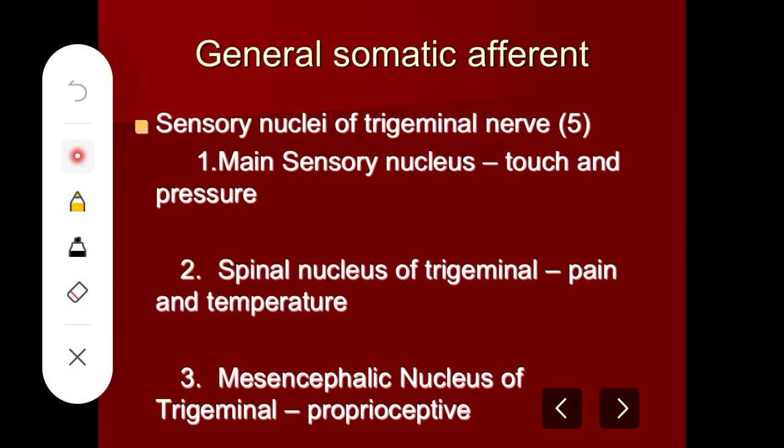The chief sensory nucleus, mesencephalic nucleus, spinal nucleus. So chief sensory nucleus, the touch and pressure will be projected there. Then you have got the spinal nucleus where you find the pain and temperature will be projected there. The mesencephalic nucleus, the proprioceptive impulse, that is from the extraocular muscles and muscles of mastication. From that, the proprioceptive impulse will be projecting into the mesencephalic nucleus.